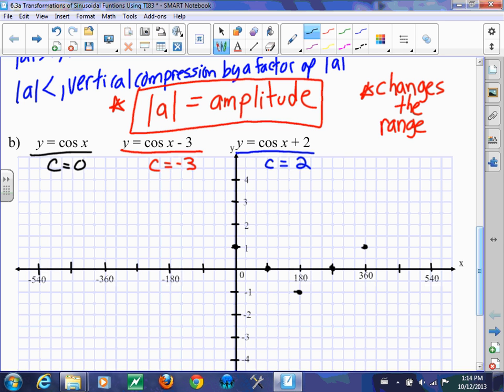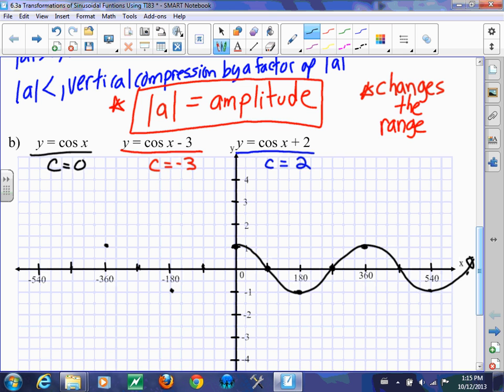Again, that creates one cycle, which we would call the period. So the period of time it takes to create one cycle is 360 degrees. However, we continue with that same pattern, okay, because it's a continuous function. Okay, so let me just continue that on.